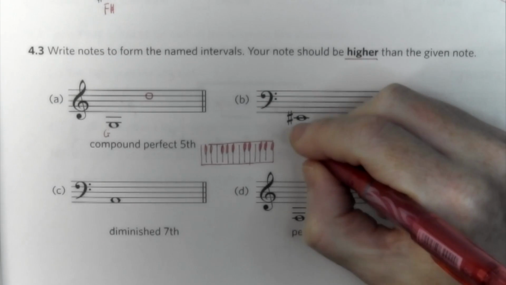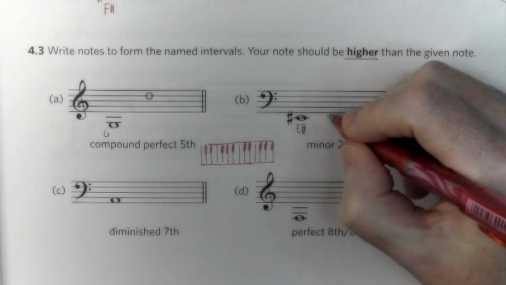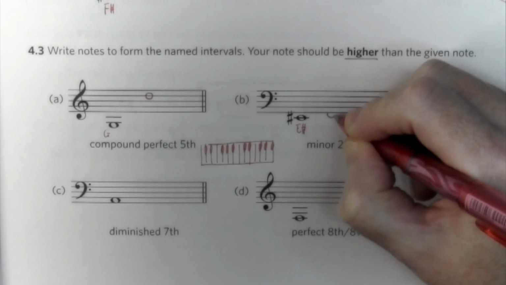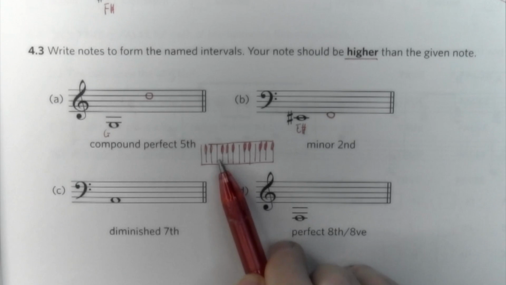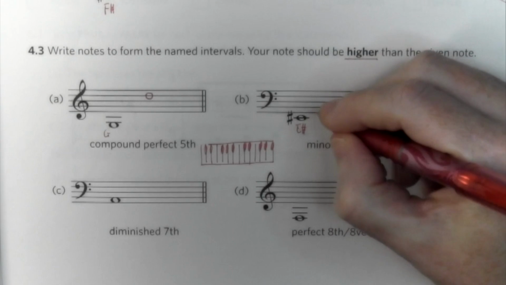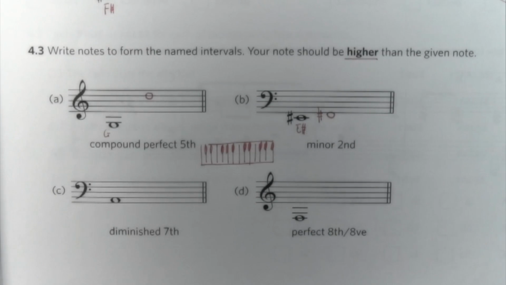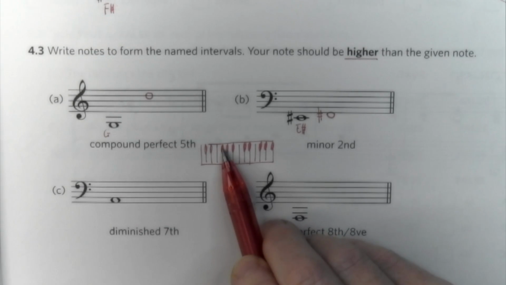Next one, Mi sharp. A minor second. First we need to write the name, the note, Fa. Now E sharp is here. A minor second is just one semitone higher. Fa sharp. Finished. Literally. From Mi sharp, one semitone higher, Fa sharp.